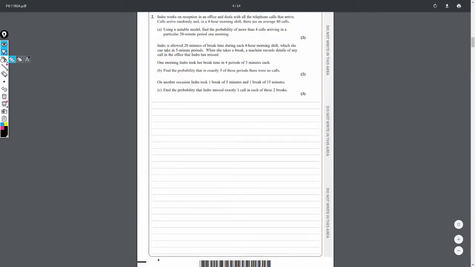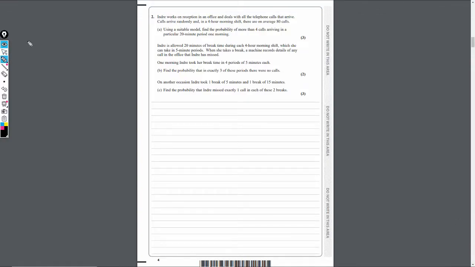Moving on to question 2 now, we have a question here dealing with the Poisson distribution. And how do we know it's the Poisson distribution? Well, looking at our question here, we're told that in a certain time period, so 4 hours, there's a certain amount of calls, and then the next part is asking in another time frame how many more calls might arrive. So whenever you see the data that you're looking at in terms of a certain time frame, it's going to be Poisson. Okay, so we're looking at Poisson here.